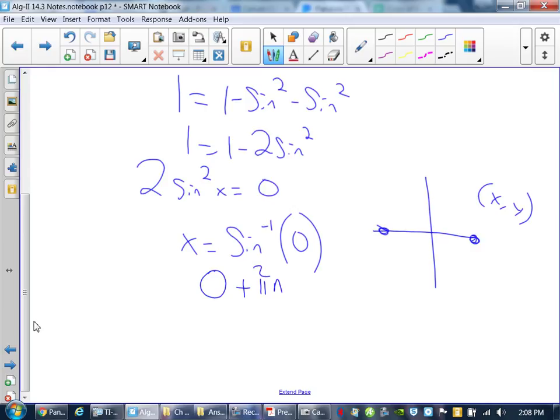And that works. Now, even though I solve that in terms of sine, if I solve that in terms of cosine, I get the same. It would work out to be the same. Okay?